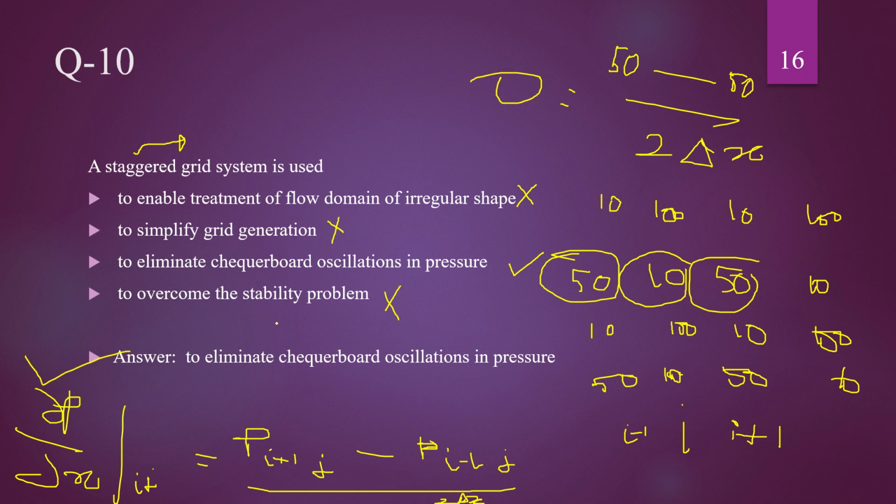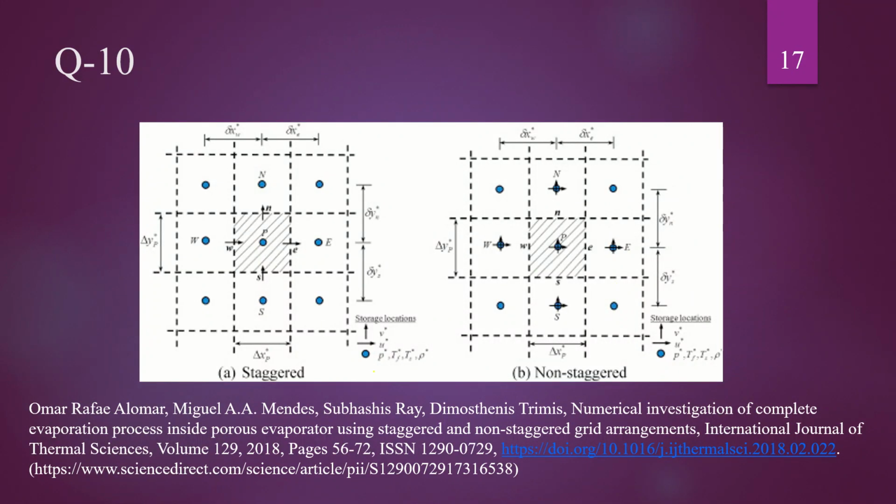So to avoid this type of error in the solution, we use a staggered grid, where the pressure and the velocity are not calculated on the same grid location. For example, this is known as a staggered grid, and this is a non-staggered grid. Consider we have the pressure calculated at this location. Oh, sorry. I can take another color, I guess.